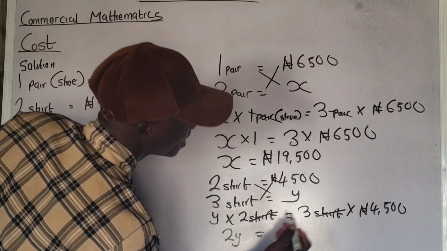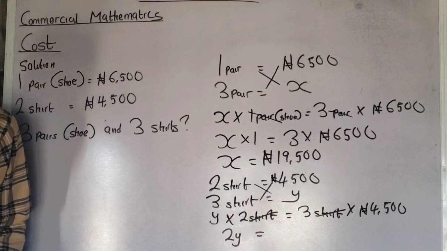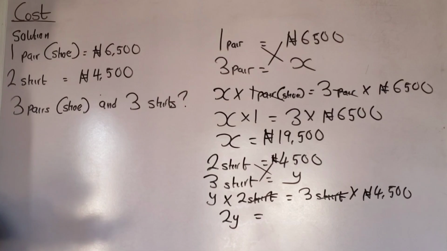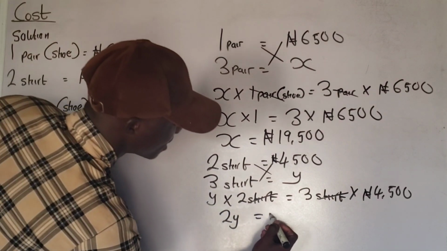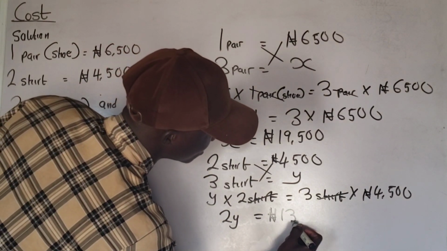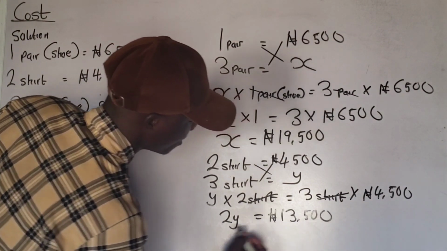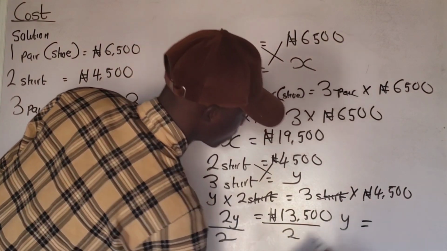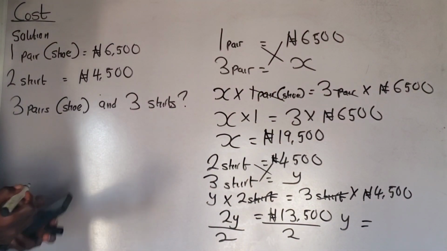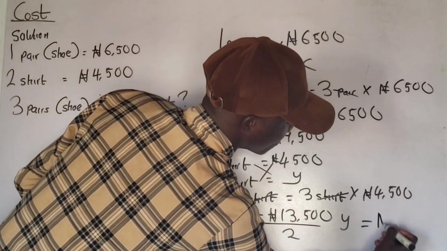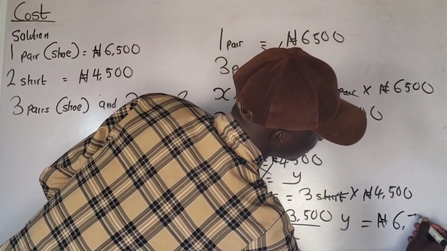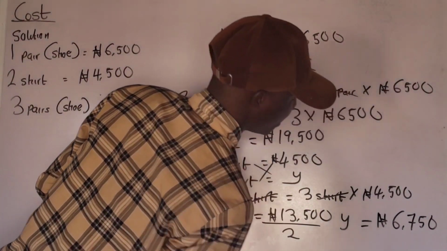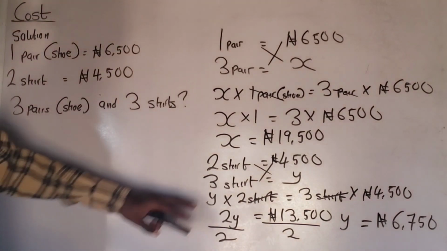2y is equals to 3 multiplied by 4,500 naira. That will give us 13,500 naira. Divide both sides by 2. Then y will be equals to 13,500 naira divided by 2. That will give us 6,750 naira. That is the cost of what? The cost of 3 shirts.